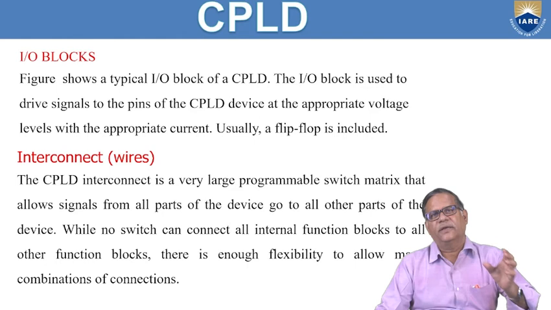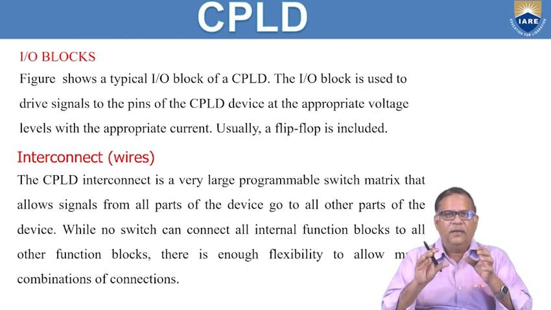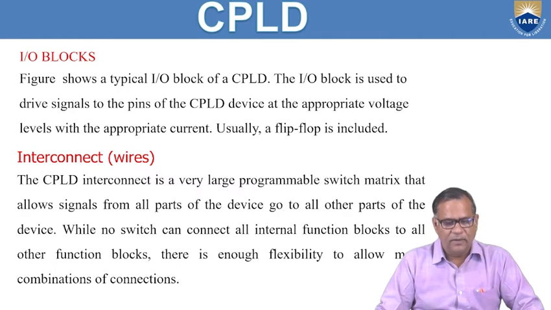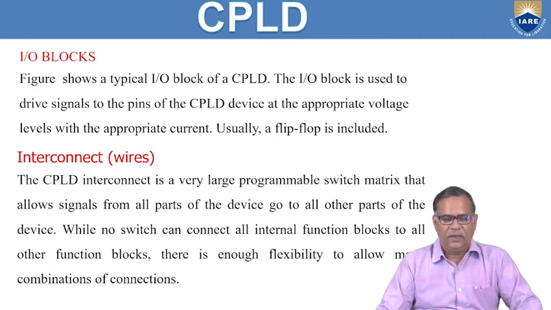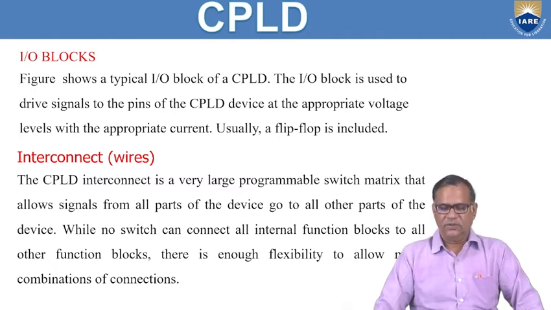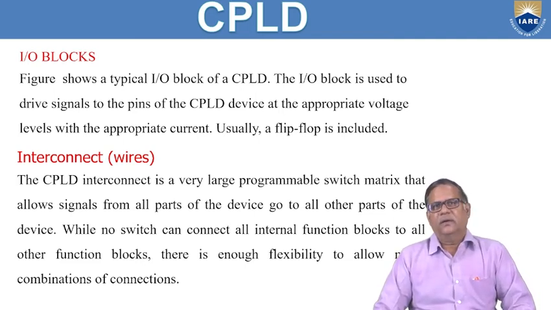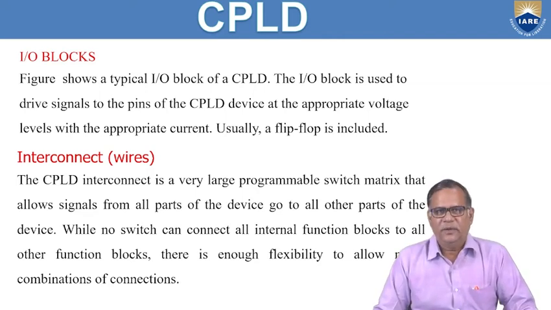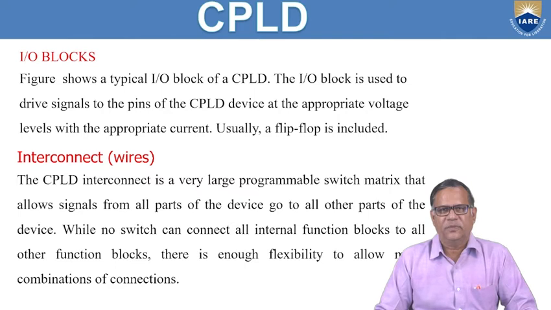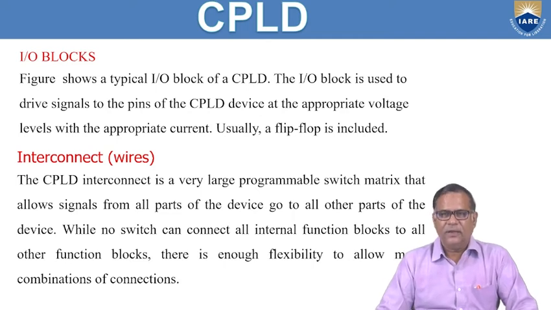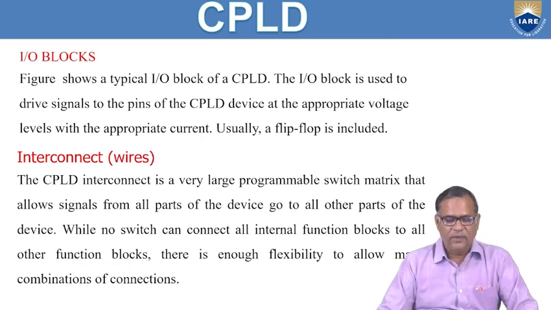Interconnect. Interconnect is used to connect the internal PALs within the CPLD. The CPLD interconnect is a very large programmable switch matrix that allows signals from all parts of the device to go to all other parts of the device. But of course, as we just discussed, full 100% interconnection is not possible. Each PAL is not connected to all other PALs. There is a limitation. While no switch can connect all internal function blocks to all other function blocks, there is enough flexibility to allow many combinations of connections.